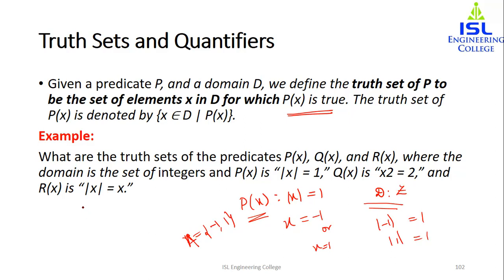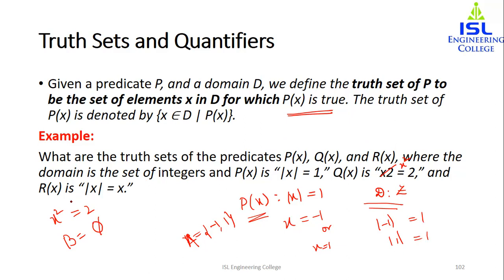Now the next one. Over here, this is not x2, it is x square. We want to find the set of integers for which x square is equal to 2. Is there any integer for which if we square it, it will become 2? No, there is no such integer. So in this case, let's denote it by B. B is an empty set. Why is it an empty set? Because there are no integers for which x square will be 2.